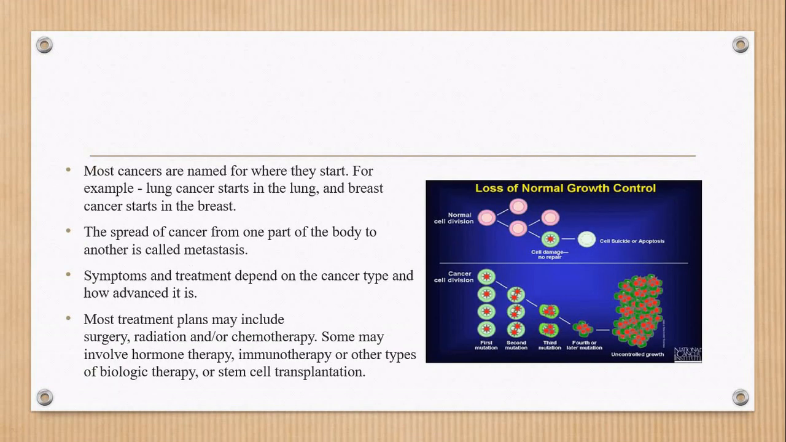Most cancers are named for where they start. For example, lung cancer starts in the lung, and breast cancer starts in the breast. The spread of cancer from one part of the body to another is called metastasis. Symptoms and treatment depend on the cancer type and how advanced it is. Most treatment plans may include surgery, radiation, and/or chemotherapy. Some may involve hormone therapy, immunotherapy, or other types of biologic therapy, or stem cell transplantation.